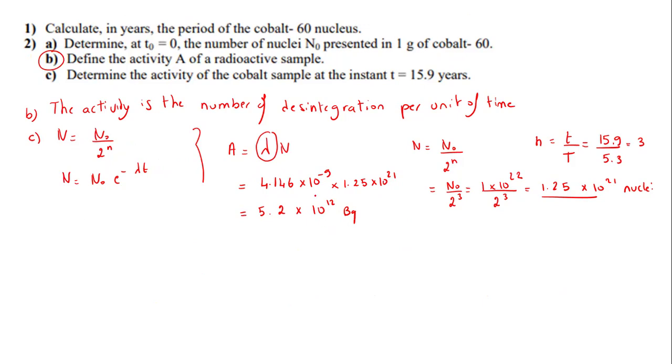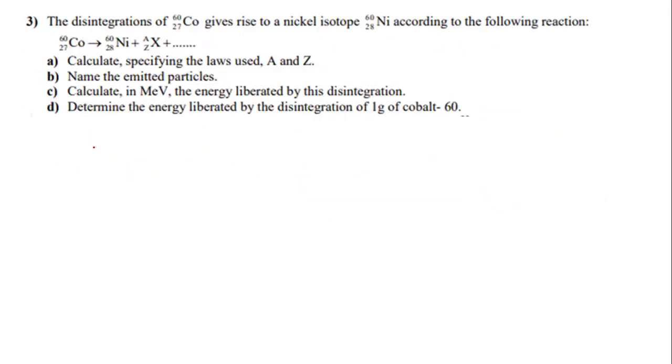So, but right away you have to pay attention. The activity comes out in SI unit, becquerel, only if I take lambda in SI unit, which is second minus 1. Even if we work the other way, n equals n0 e to the minus lambda t, we get the number, which is also correct. So one of these two.